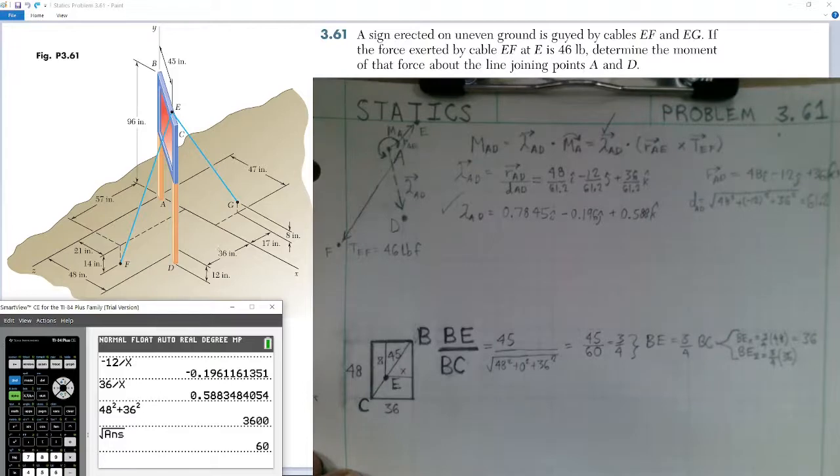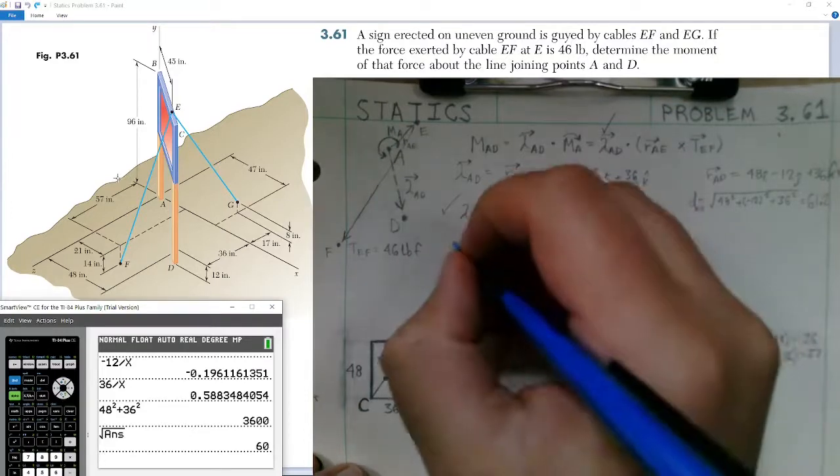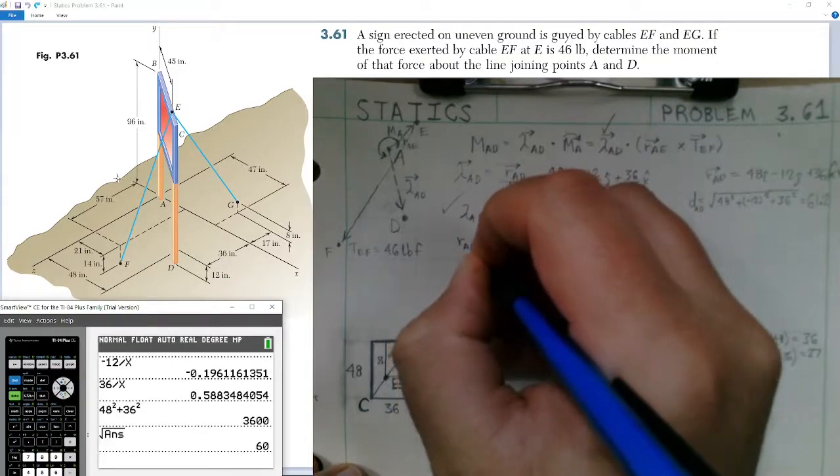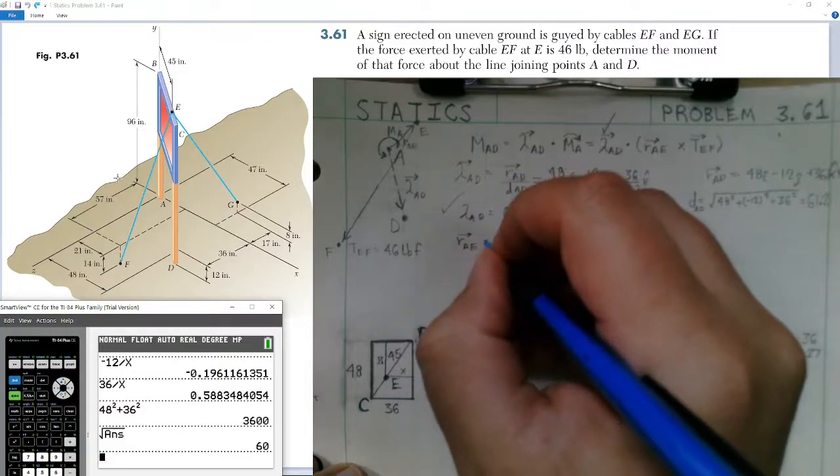The 36 dimension is not the same. It's coming from this distance going out on the z-axis from the x-axis to C. It's 36. 3/4 of that would be 27 inches. So now we have our x and our z components going from B to E. This will help us compute our position vector going from A to E, because B is directly on top of A. So now we need our position vector R from A to E.